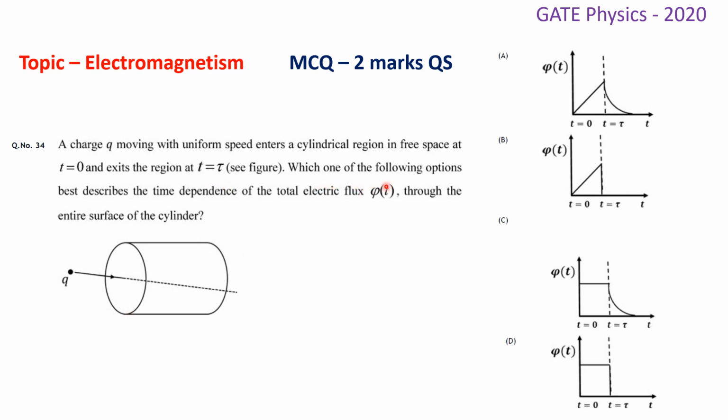Which one of the following options best describes the time dependence of total electric flux phi as a function of t through the entire surface of the cylinder? So there are 4 options given. We have to choose the correct option which describes the graphical plot of phi as a function of t in a proper manner. So let us see how to solve this problem.